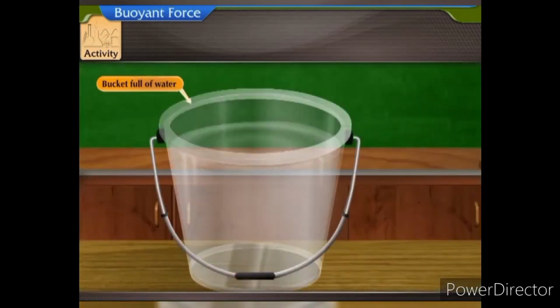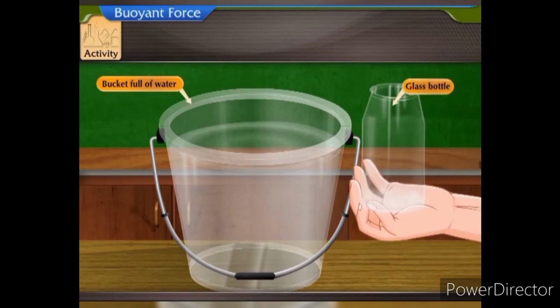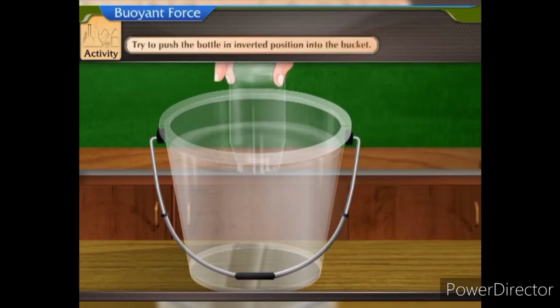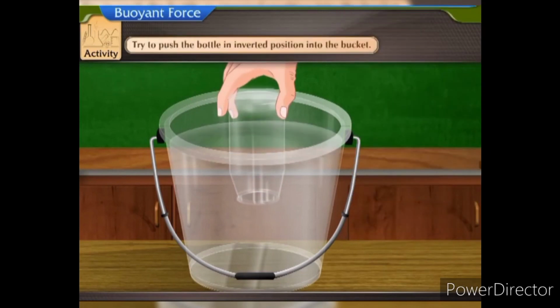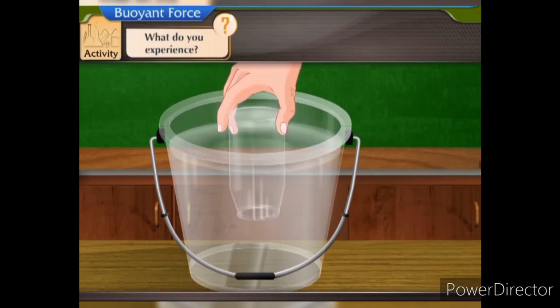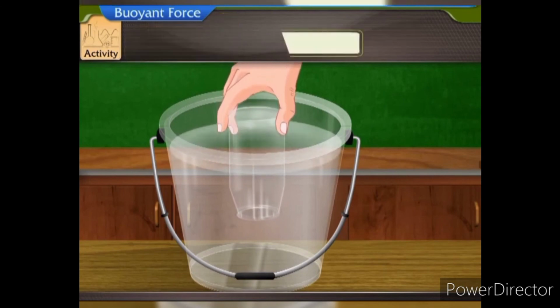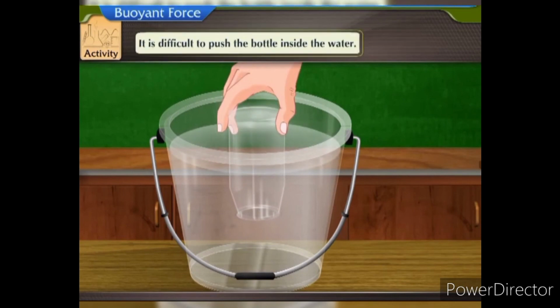Buoyant force. Let us do some activities before we discover what is a buoyant force. Activity 1. Take a bucket full of water. Take a glass bottle. Try to push the bottle in inverted position into the bucket. What do you experience? It is difficult to push the bottle inside the water.